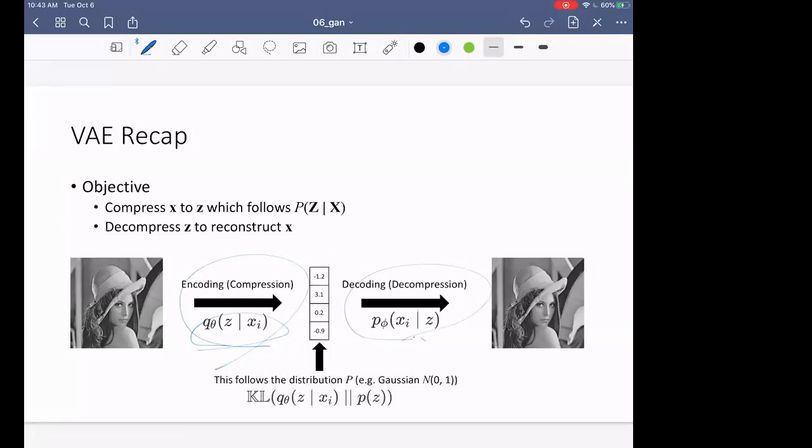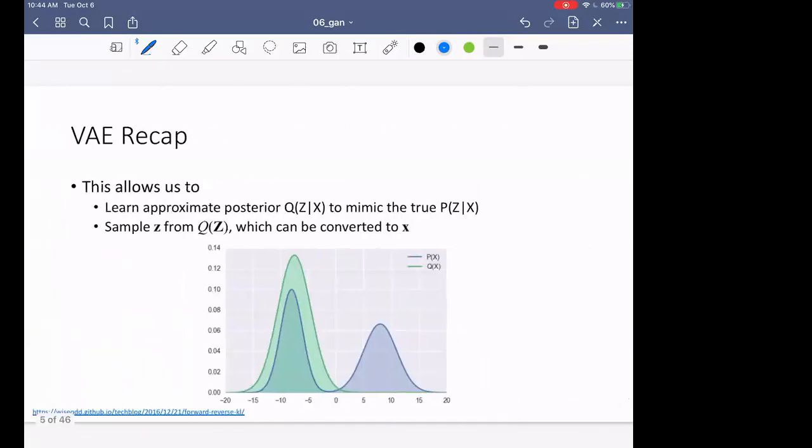And unlike the autoencoder, we want the latent representation, the Z, to follow a certain distribution. In our case, it was a Gaussian distribution. So we use the KL term to regularize the latent representation. Typically, P(Z) is the Gaussian distribution, right? And what we did is learn an approximate posterior Q(Z given X) to mimic the true posterior P(Z given X), which is intractable.